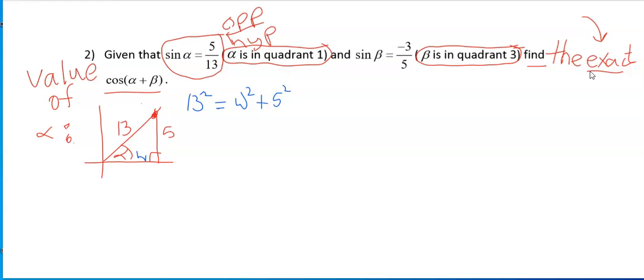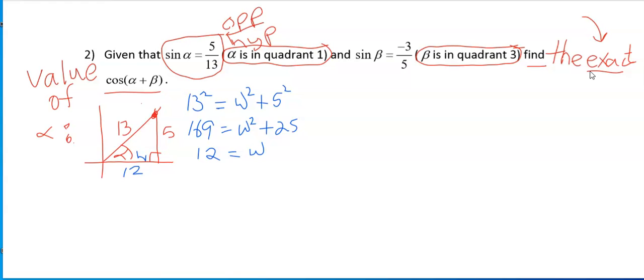You've been working with the Pythagorean theorem for a long time, so you should know how this works. That's equal to W squared plus 25. Bring your 25 to the other side, you'll get 144. When you take the square root of both sides, I'll skip a step here, there's what you end up with. The square root of 144 really is 12. So I can put a 12 there. That's the missing side, that's adjacent to alpha.